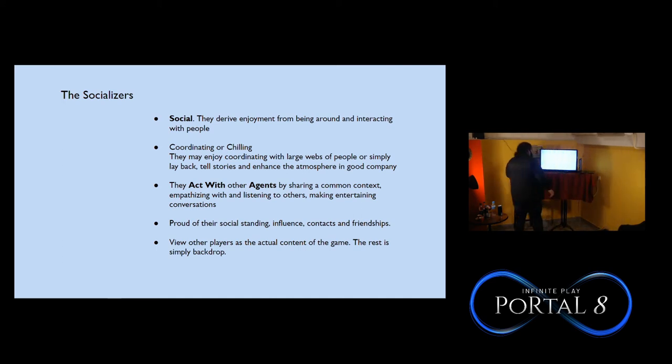Socializers. Well, they're social. They sometimes are leaders, and they are coordinating people. They are getting large groups of people together to work on a single goal. Or they are the heart of the party. They might be by the campfire. They get others to tell stories. They tell stories themselves. They engage people in a way that brings out their social nature and makes your game more immersive in a sense.